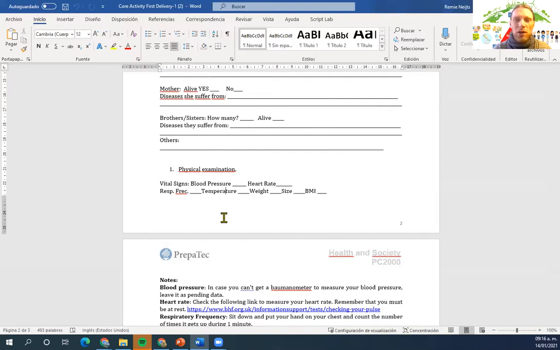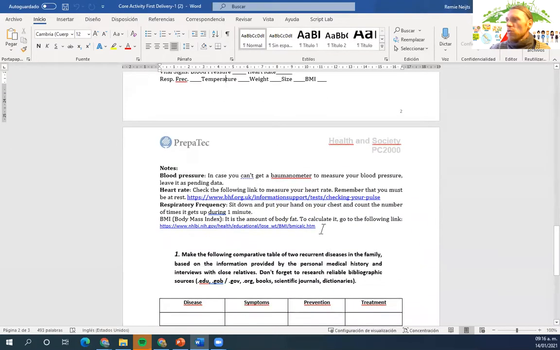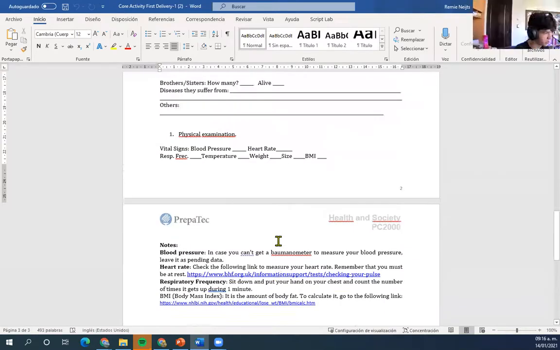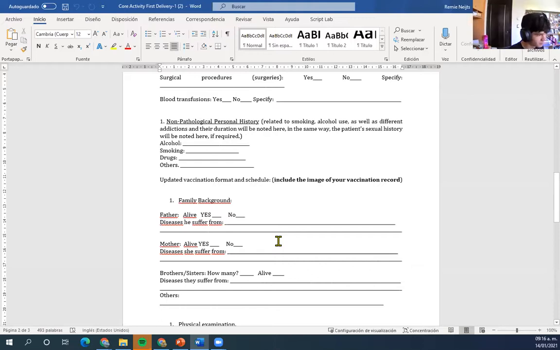You know how to calculate the BMI? If not, you will look for it. You do that with your weight and your length. And then you do some research and you write it down. So that's a little bit the first delivery of the core activity. Any questions about this? No? Okay, good. It's not for now, you have to have this ready before the first partial.